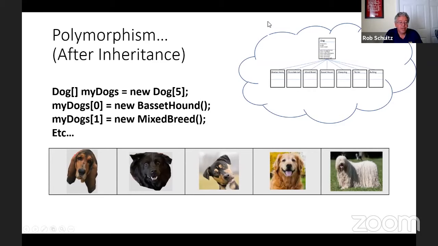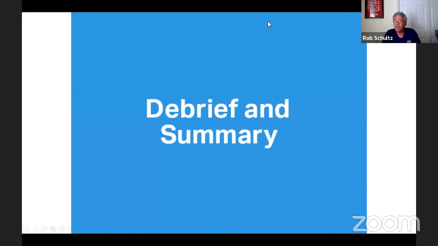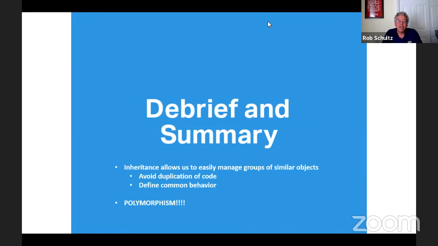There we go. Okay, so here's our debrief and summary. That's as far as I wanted to get today with inheritance. And again, we're going to add a little more tomorrow, and we'll add a little more on Friday. The big ideas of inheritance: inheritance allows us to easily manage groups of similar objects. I can avoid duplication of code, and I can define common behavior for a large group of objects.